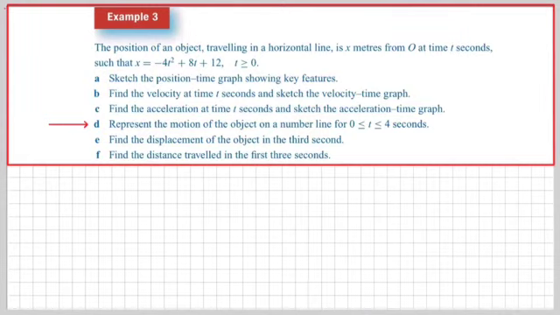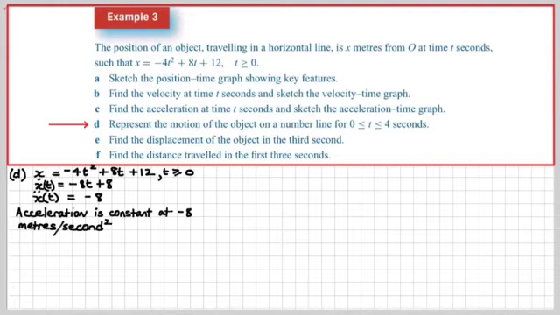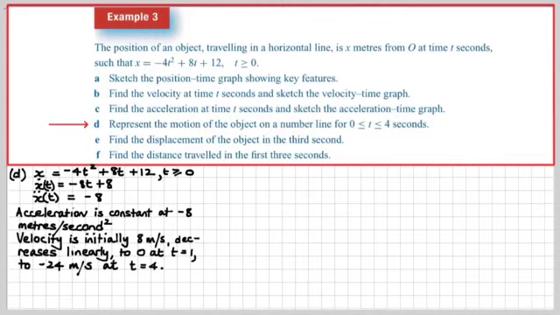Represent the motion of the object on a number line. Okay, well, I'm just going to get a handle on the entire motion first, between 0 and 4 seconds. We know that that's x, that's x dot, that's x double dot. The acceleration is constant. We know that at minus 8 meters per second squared. The velocity is initially 8 meters per second, decreases linearly to 0 at t is 1, and if you plug that in, when t is 4, that'll be minus 24 meters per second. So it's going pretty fast when t is 4. We better get out of the road, guys.